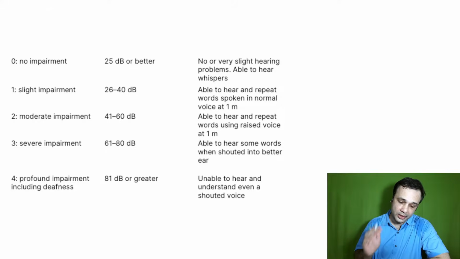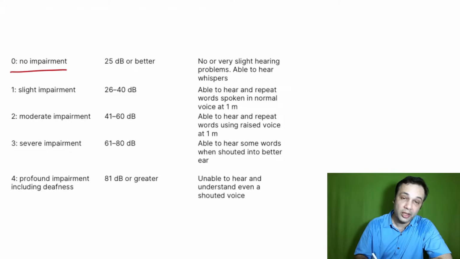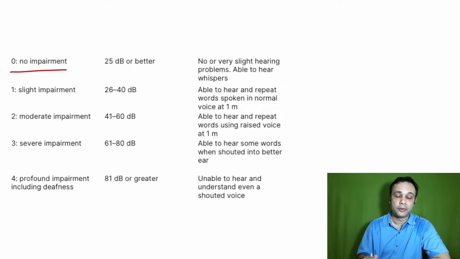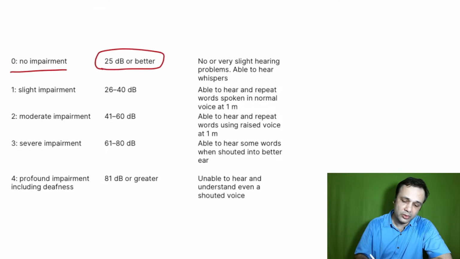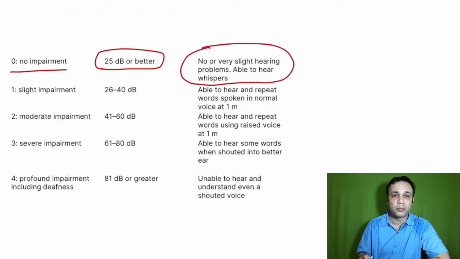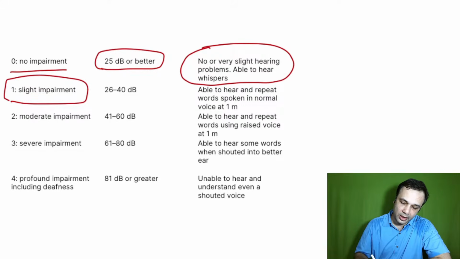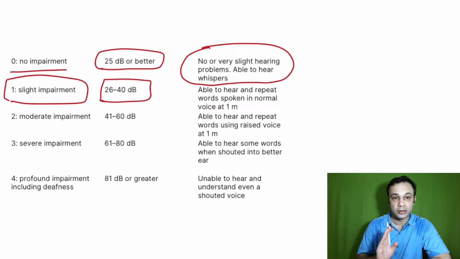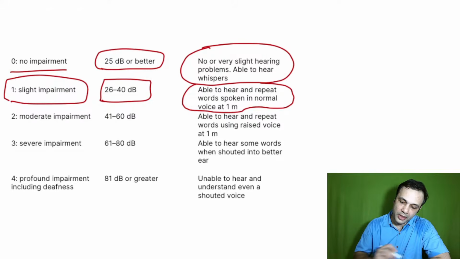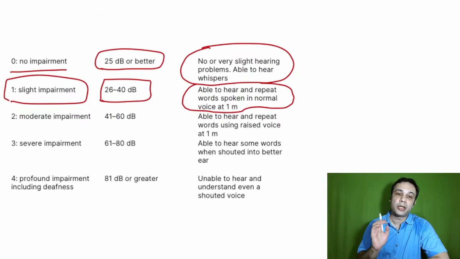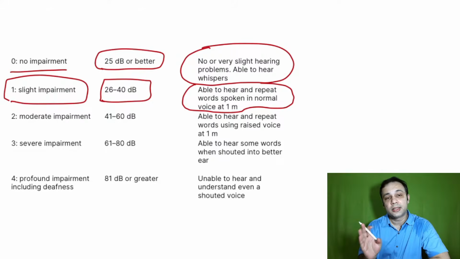I'll tell you why. So if you look at the classification that has been put forth by the WHO, you see 0, there is no impairment. As far as the intensity of the sound is concerned, it has to be 25 decibels or better, so the patient is able to hear well. There is very slight hearing or no hearing problems, even whispers the patient is able to hear. When you talk about slight impairment, it is in the range of 26 to 40 decibels, or you can call it mild impairment. And here the patient is able to hear and repeat words spoken in normal voice at 1 meter distance. So you can still consider these as normal people, don't give them hearing aids straight away.